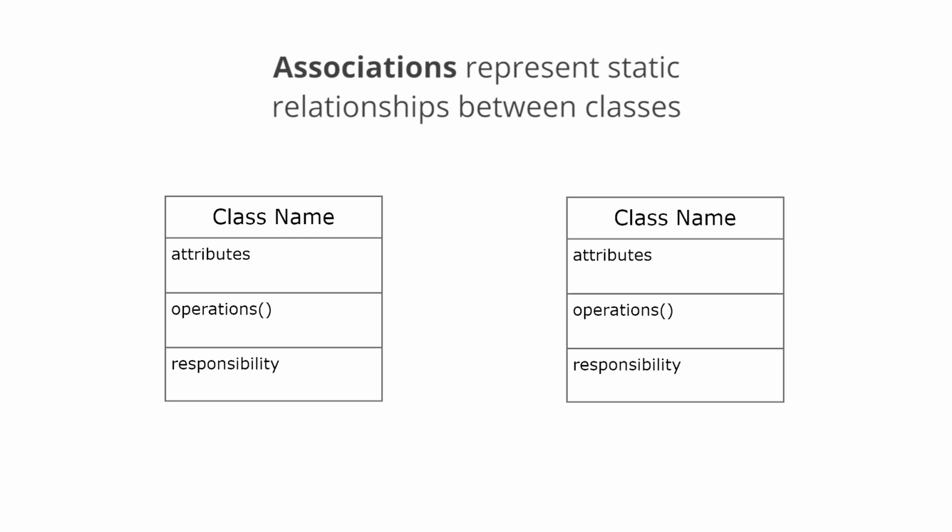Associations represent static relationships between classes. Place association names above, on, or below the association line. Use a filled arrow to indicate the direction of the relationship. Place roles near the end of an association. Roles represent the way the two classes see each other.